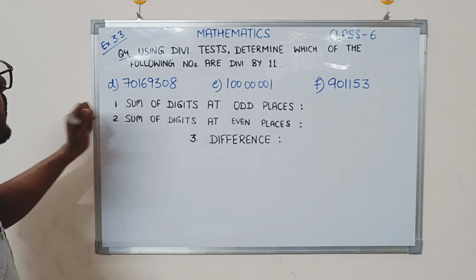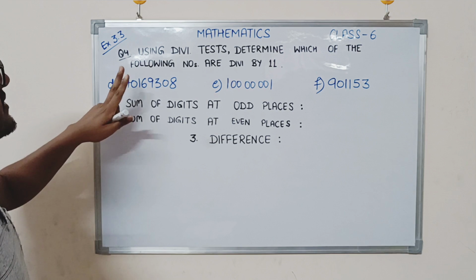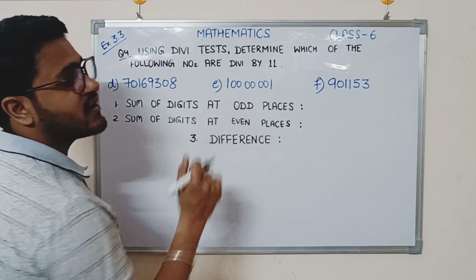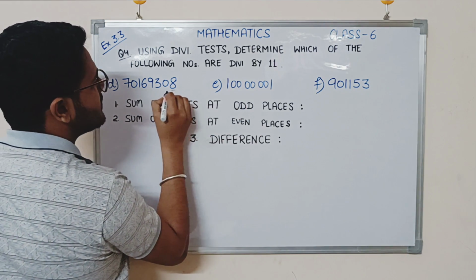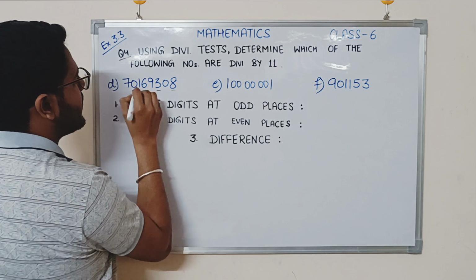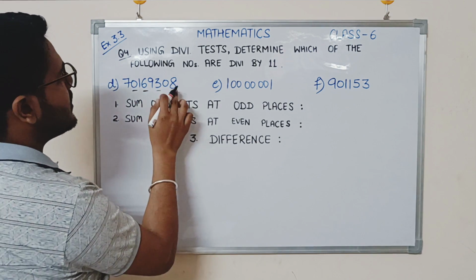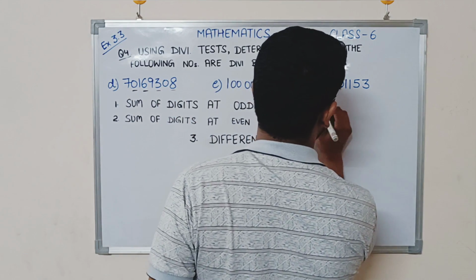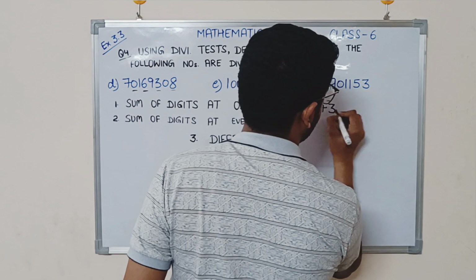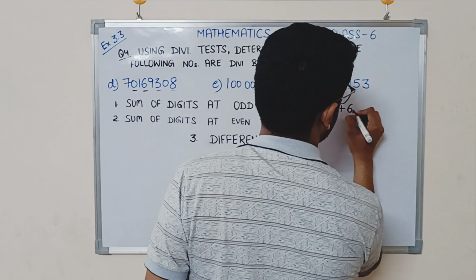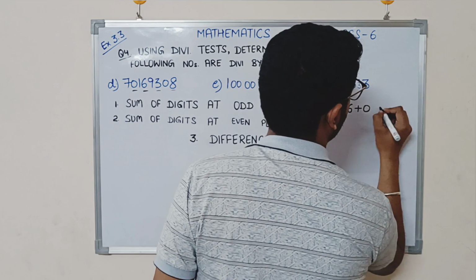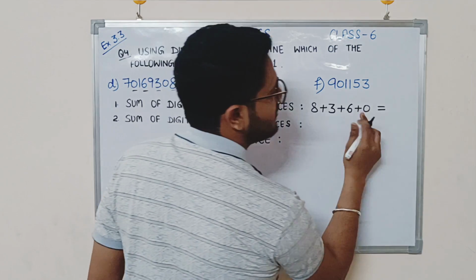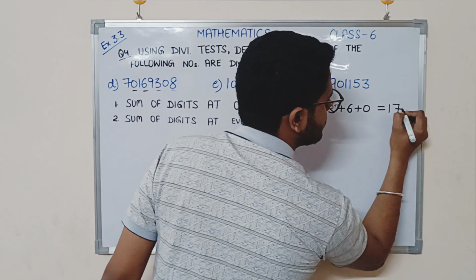D part is 7 crore 1 lakh 69,308. Okay. So step 1, sum of digits at odd places. Odd places will be first, third, fifth and seventh, right? So it will be 8 plus 3 plus 6 plus 0. So the sum will be 8 plus 3 is 11, 11 plus 6 is 17, 17 plus 0 is 17.